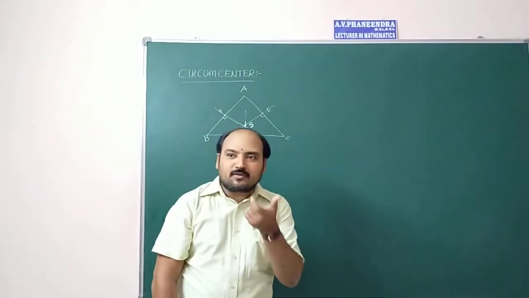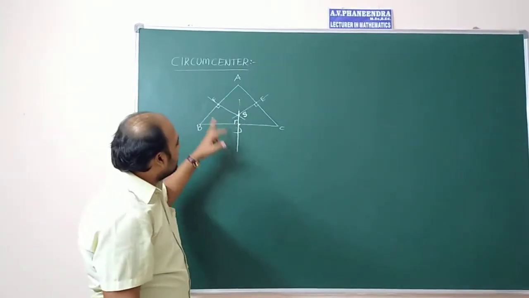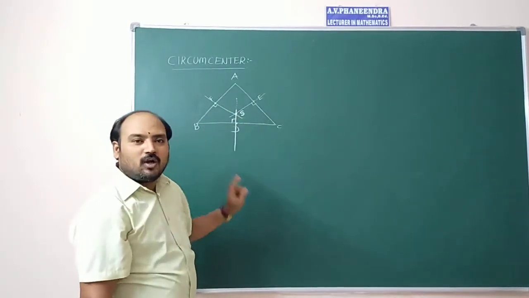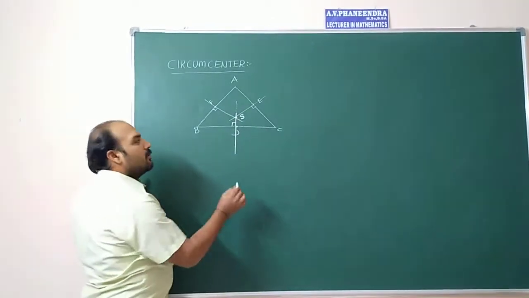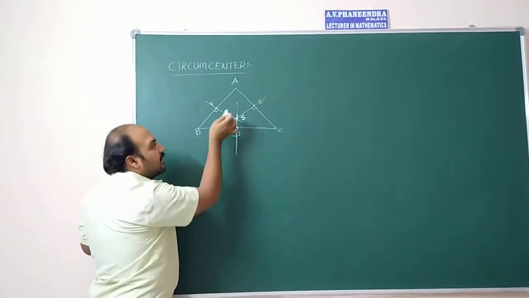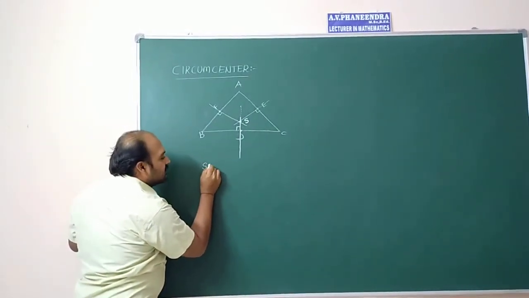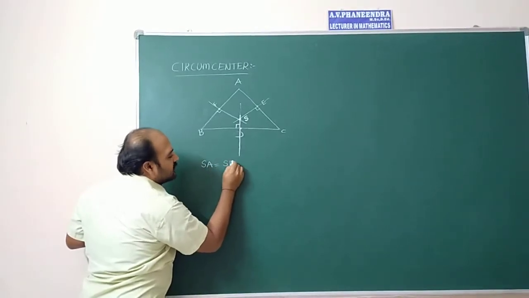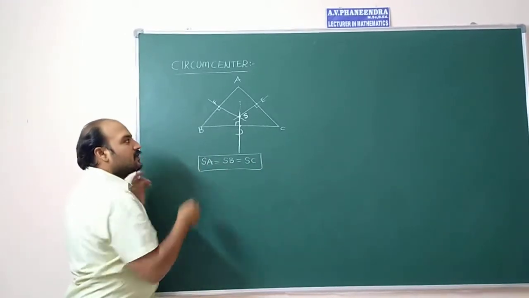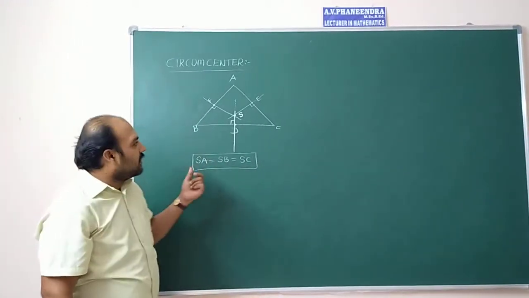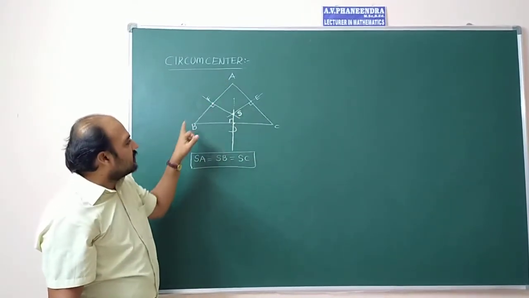Now, the definition of circumcenter is the point of concurrency of perpendicular bisectors of the triangle is called circumcenter of the triangle. One important point you have to remember, this circumcenter is equidistant from vertices of a triangle. That means SA is equal to SB is equal to SC. S is the circumcenter of the triangle, and by the definition of circumcenter, S is equidistant from vertices of a triangle.